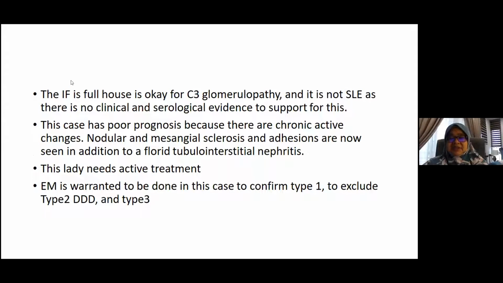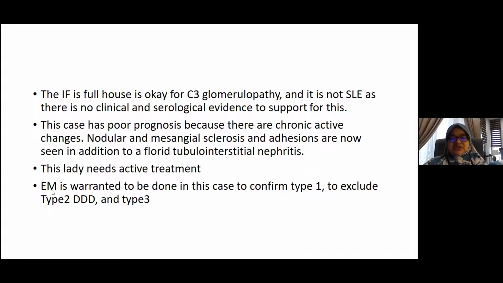IF can be full house in C3 glomerulopathy, but this is not SLE because the criteria is not enough clinically and serologically to support SLE or lupus nephritis. Because of the chronic active changes, this case has a poor prognosis, and this lady needs active treatment.